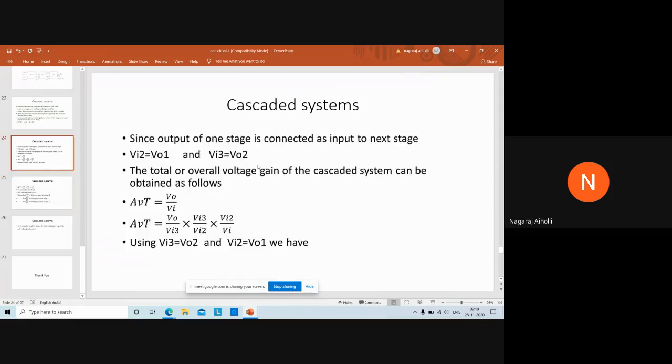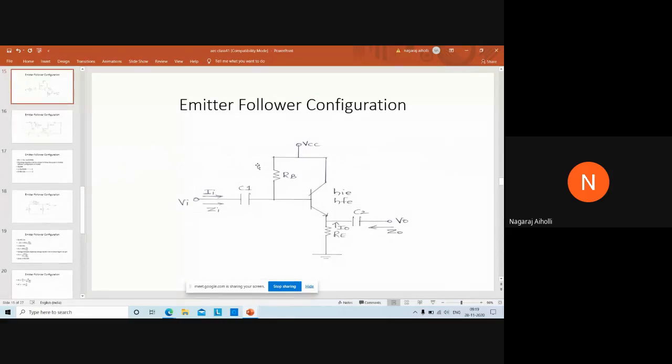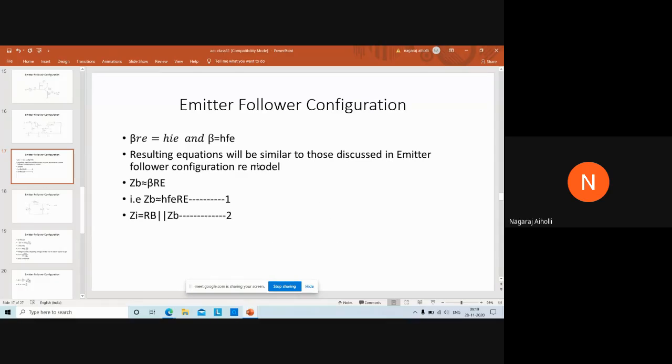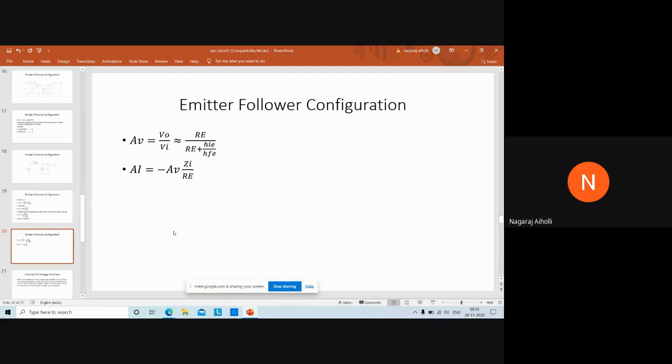In today's class, we have dealt with the emitter follower configuration, which we had already studied. We have taken the same RE model and we have written the equations for the approximate hybrid equivalent circuit of the emitter follower configuration. That is, beta re is equal to hie and beta is equal to hfe. Taking this comparison between the RE model and the hybrid model, we have obtained the equations for the input impedance, output impedance, voltage gain, and the current gain.